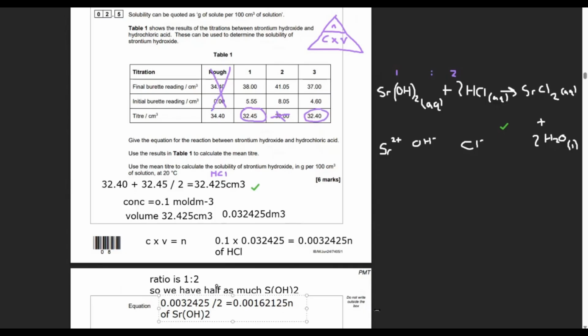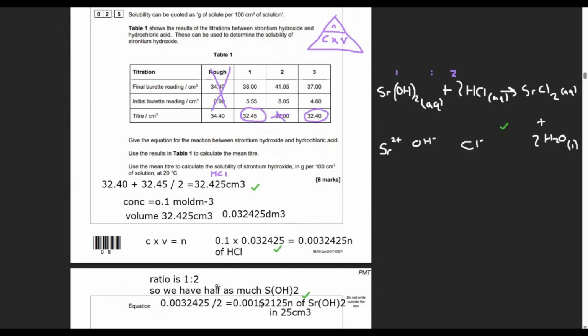Now normally in titrations your next step is to go ahead and work out the concentration. We're not really bothered about the concentration here because we're going to turn this into grams, because they want to know how many grams in 100 centimeters cubed. That's how many moles are in 25 centimeter cubed. Remember, this was in the stem right at the top of the question. This was a 25 centimeter cubed sample. So we want to find out how much is in 100. We're going to get a mark for working out the moles of the hydrochloric acid, and we should really get a mark for working out the moles of the strontium hydroxide.